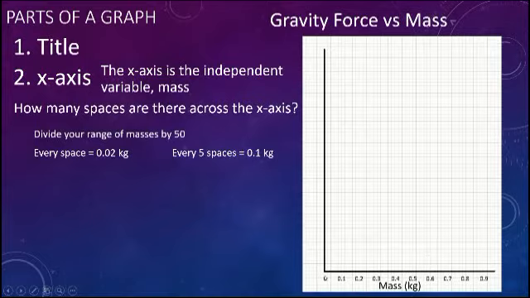So from here to here is 0.02, 0.04, 0.06, 0.08, and then 0.1. So every 5 spaces is going to be 0.1. If we count over 5 spaces, it's 0.1. Another 5 spaces is 0.2. Another 5 spaces is 0.3. Another 5 spaces is 0.4, and so on all the way across.